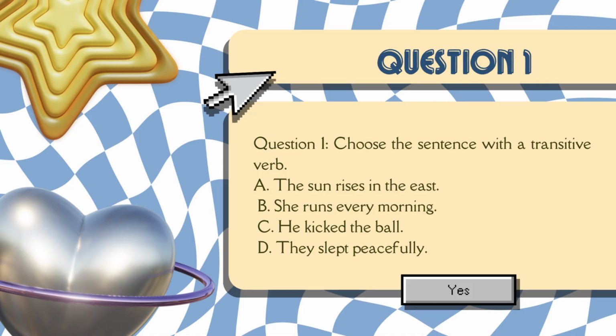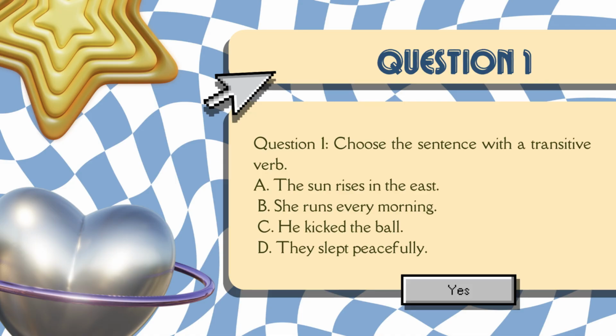The question is, choose the sentence with a transitive verb between A, B, C, and D. A. The sun rises in the east. B. She runs every morning. C. He kicked the ball. D. They sleep peacefully. So, which one do you think is the sentence with the transitive verb?